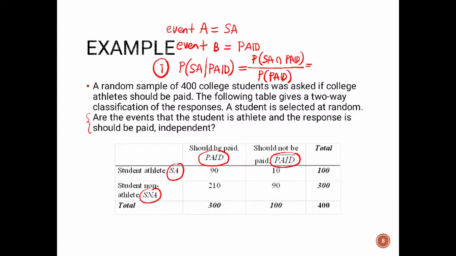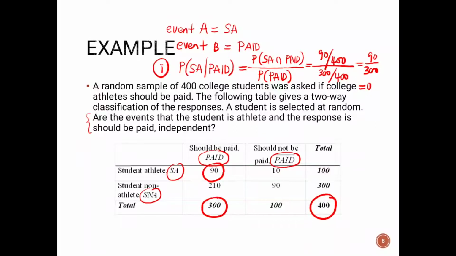Okay, SA and paid. Mana intersection dia? Yang ni. 90 per 400. Okay, kita sentiasa per dengan grand total. Okay, apa dia probability of paid? Probability of paid adalah 300 per 400. Dan ini sebenarnya adalah 90 per 300 lah. Okay, guna kalkulator. 0.3. Okay, yang ni kita dapat untuk sebelah kiri.